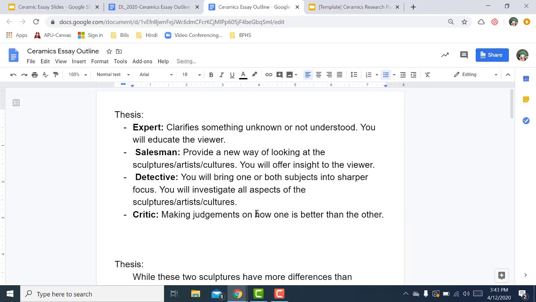And these are kind of the different ideas for a thesis. Are you going to be a critic, and your whole paper is proving one is better than the other? Are you a detective? And so you're doing a lot of research, and in that research, you found something that you're going to focus on throughout the essay. Maybe it's their backgrounds. Maybe even with every sculpture, that background is very important to their artwork, and you're just going to continue to focus on that one key element.